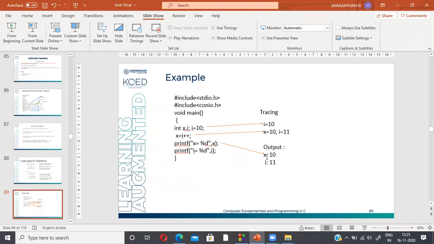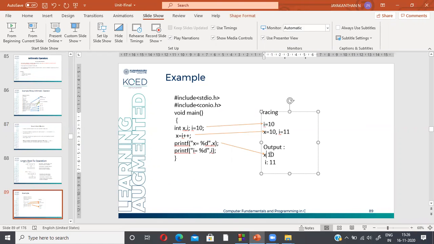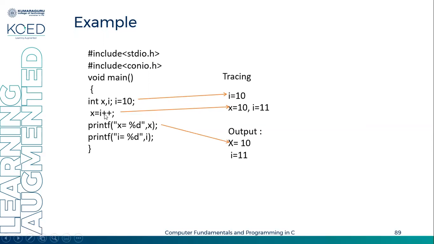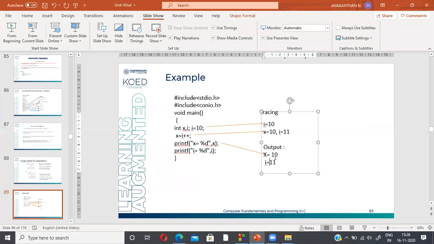So here the x value output is 10 and the i value is 11. Why does it happen? Here we are using a post increment. So x equal to i plus plus means first the i value, 10, is assigned to the memory location of variable x. After that, the i value will get increased. That increased value, 11, gets stored in the memory location of i. So the x value is 10 and the i value is 11 in the output.